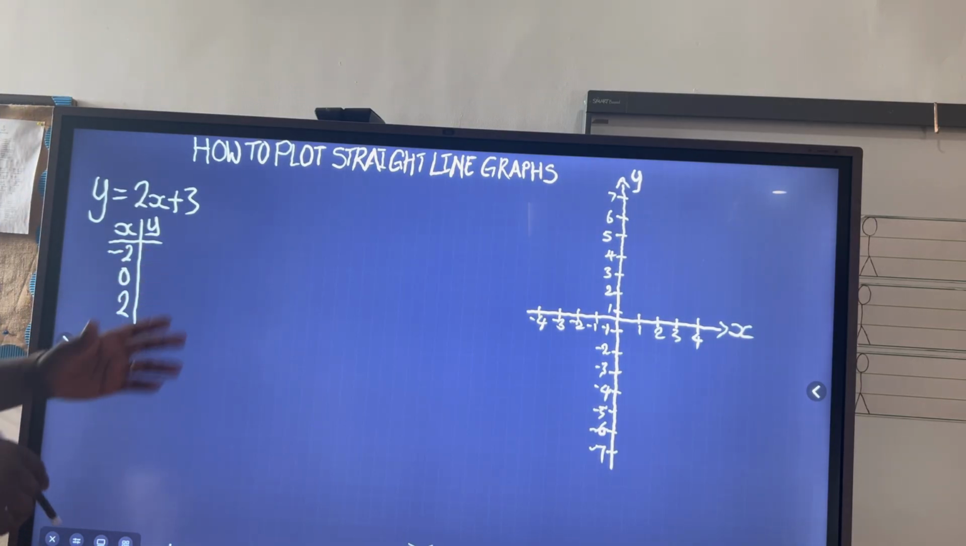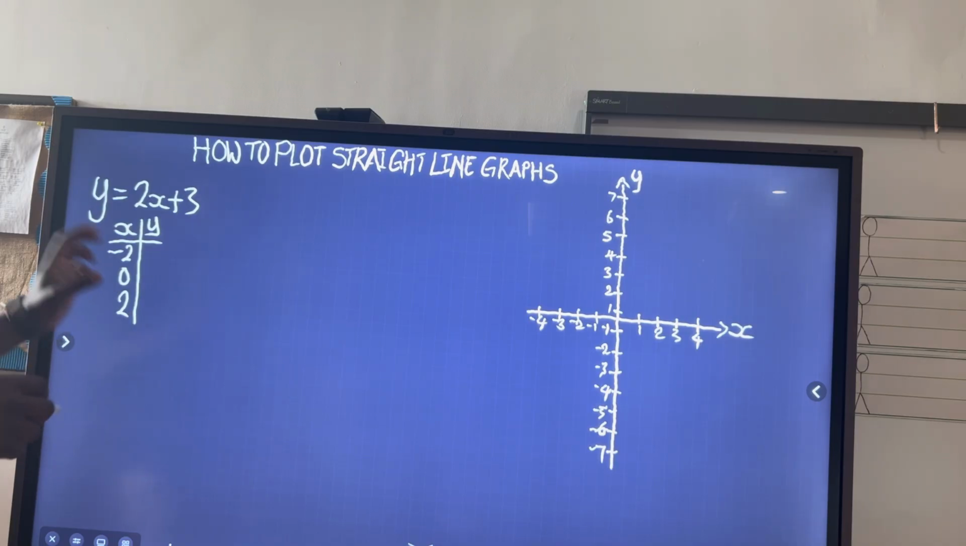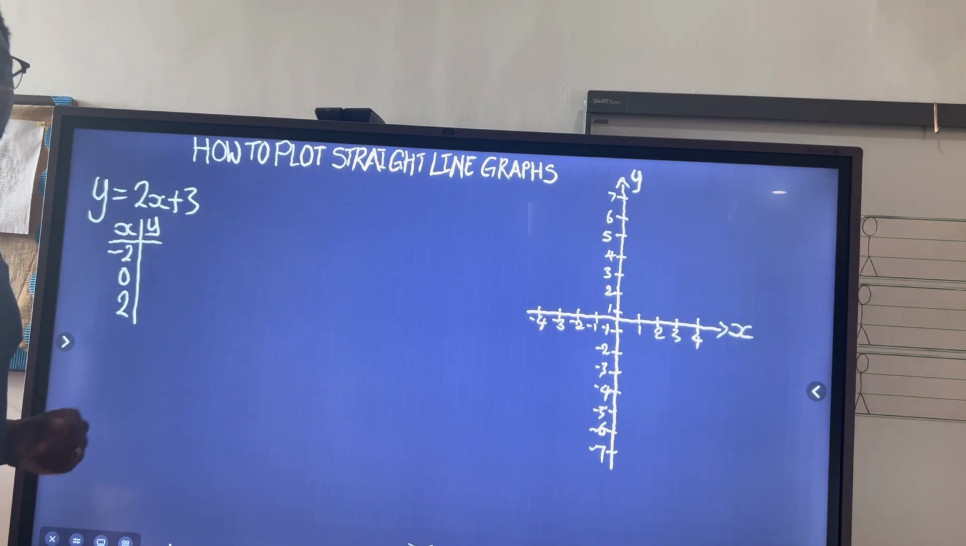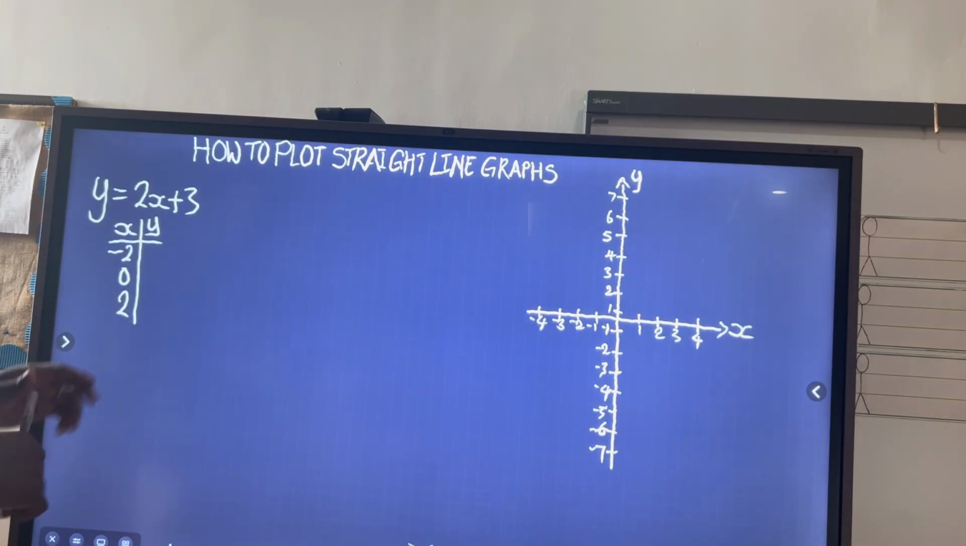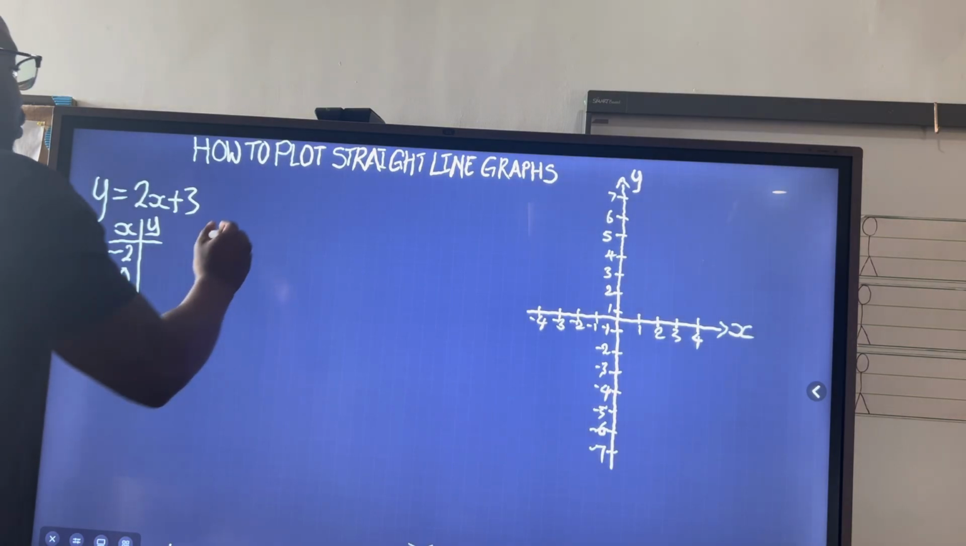Now remember, I did mention that I usually advise students to pick at least between 3 to 5 values. For this one, I've decided to use 3 values. And as I advised earlier, it's best to choose small x values, because those are easy to calculate and to plot. Okay, so now let's find our y values. What we have to do is substitute our x values into our equation. So let's do that.